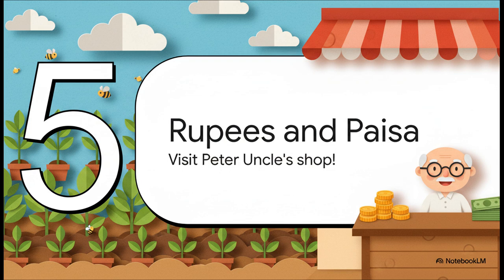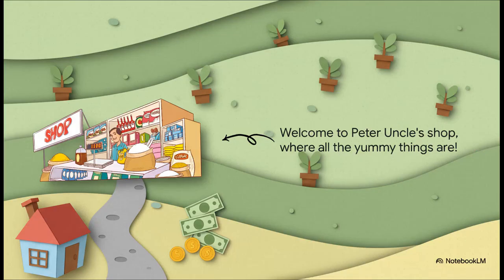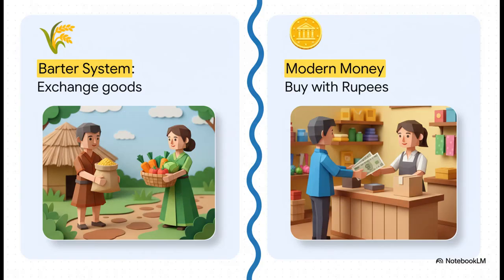Come on, let's go visit the friendly shopkeeper in the neighborhood, Peter Uncle, and learn a little bit more about money. Here we are. Just look at all the things in Peter Uncle's shop. Rice, sugar, flour, tea, so many useful things. He looks busy, but he's happy to see us. You know, a very long time ago, before we had money, people used to just trade things with each other. For example, they might trade a bag of rice for some vegetables. This was called the barter system.